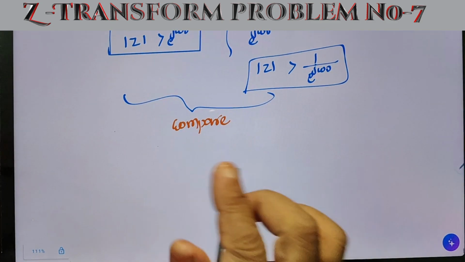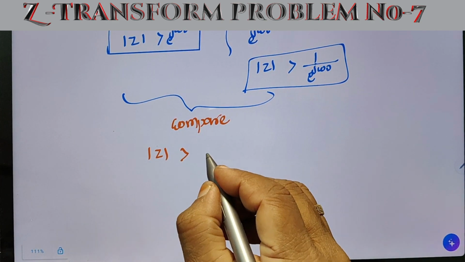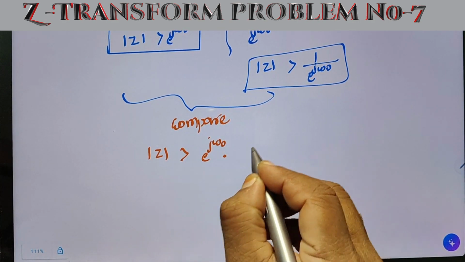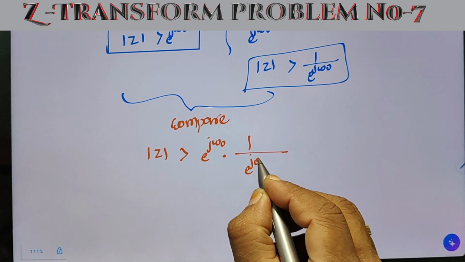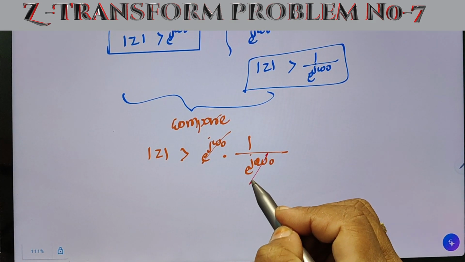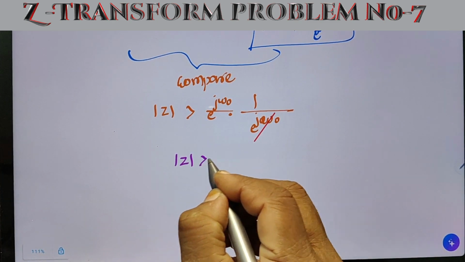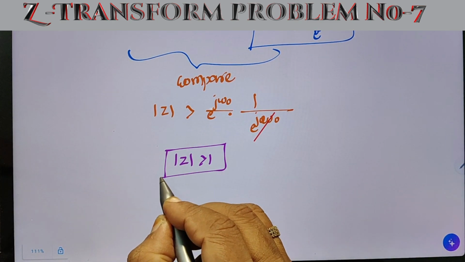Modulus of z greater than e power j omega naught times 1 by e power j omega naught. Both get cancelled. So modulus of z greater than 1. This is the ROC.